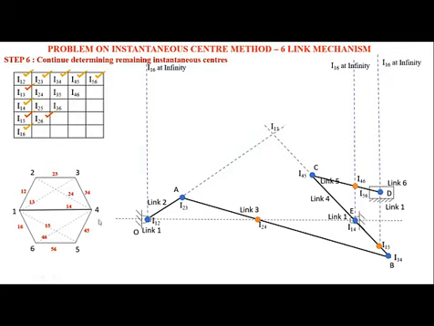We have located I46. We can continue to locate the remaining instantaneous centers. Let us go with I25. If I join a line between 2 and 6, then that is I26. We'll find I26 initially and then we'll go with I25.